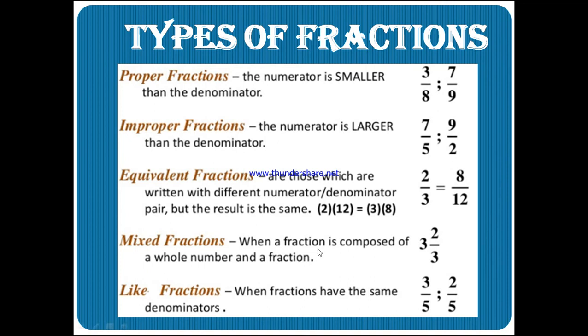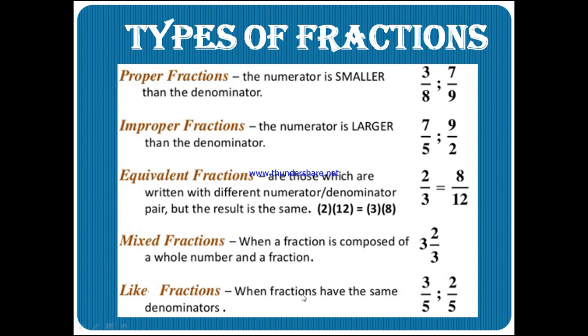Mixed fraction: when a fraction is composed of a whole number and a fraction. Let us see a whole number 3 and a proper fraction. The combination of a whole number and a proper fraction is called a mixed fraction. 3 represents the whole number. 2 by 3 is a proper fraction. So when you combine this, you are getting a mixed fraction.